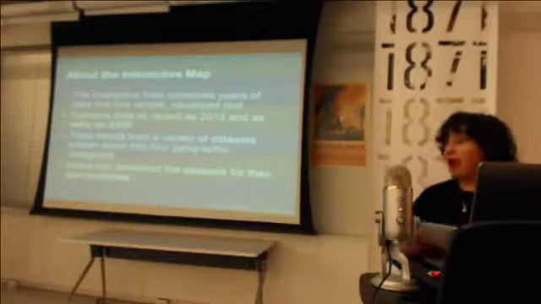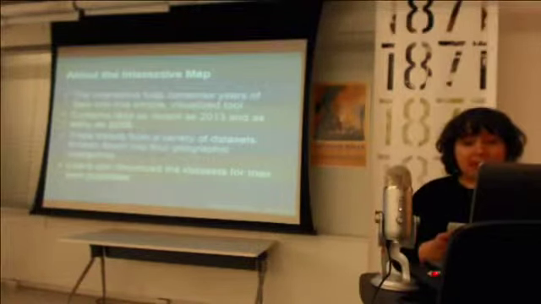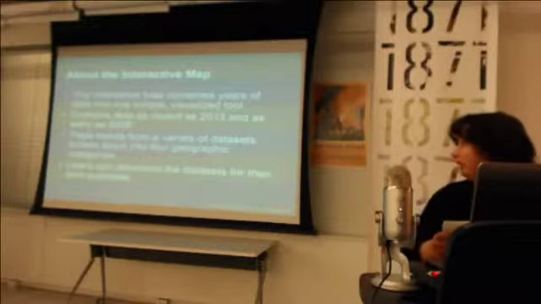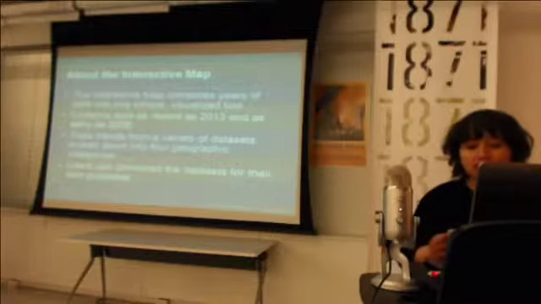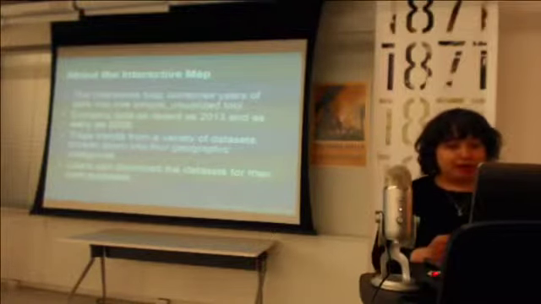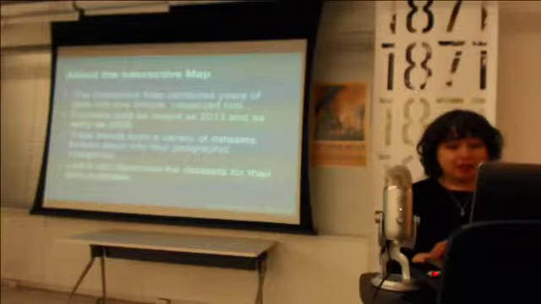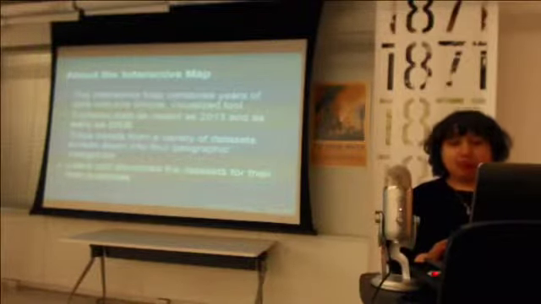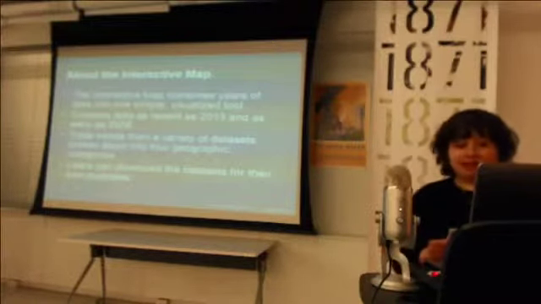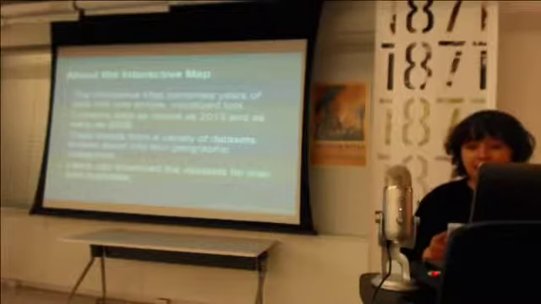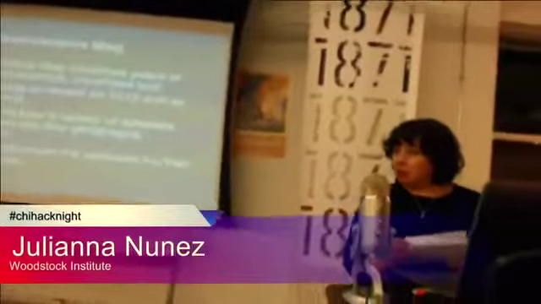Now, the interactive map combines years of data into one simple visualized tool. The map contains data as current as 2013 and goes back as far as 2008, allowing individuals and organizations to track trends in areas such as mortgages, vacant properties, and foreclosures. The data is broken down geographically into census tracts, counties, core-based statistical areas, and municipalities. In addition to the visualized data, users are also able to download the data for their own analyses and purposes.